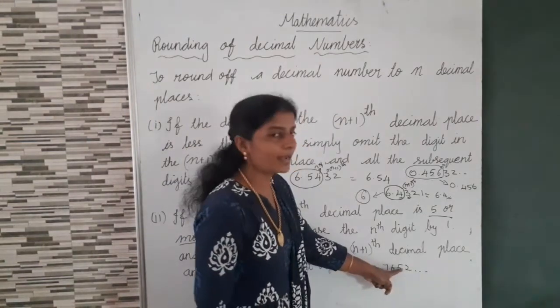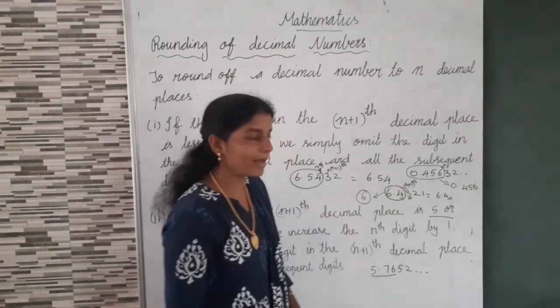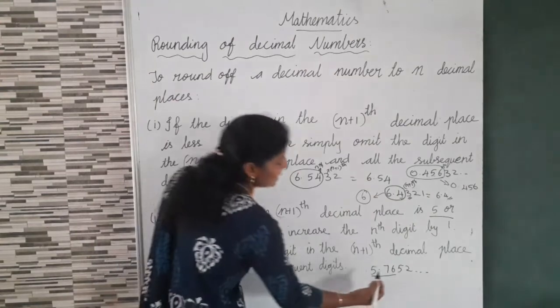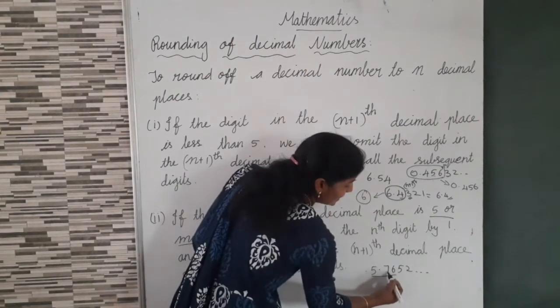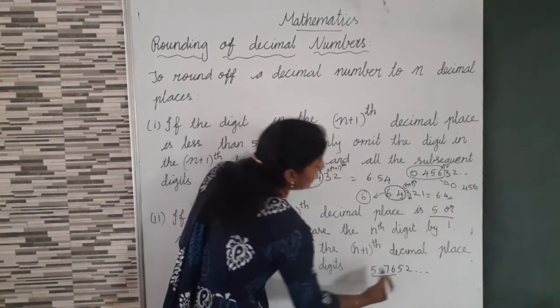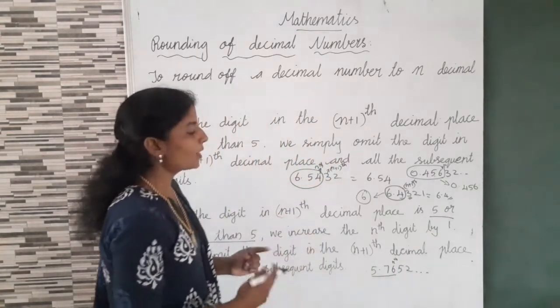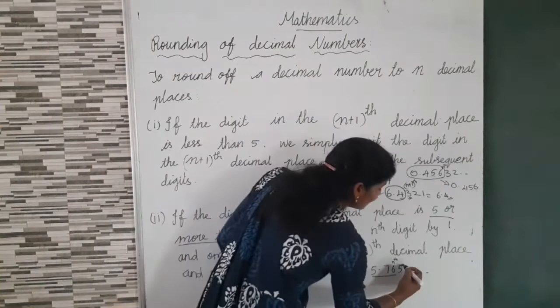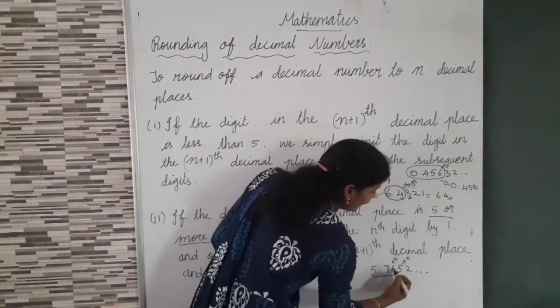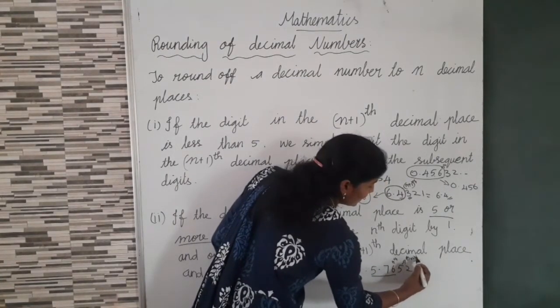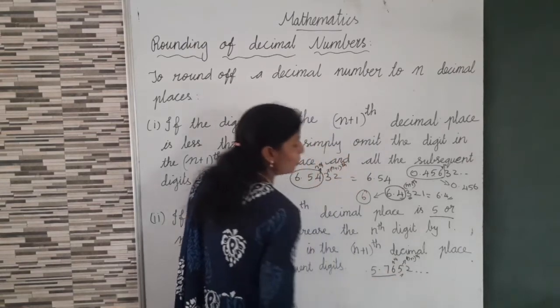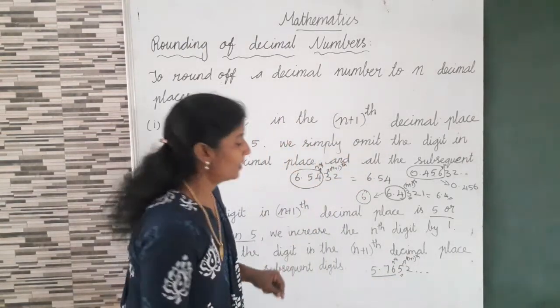5.76. How can you round off this number? This is the 10th place, this is the 100th place, this is the nth term. Up to the nth term is enough. Now we can see the next term, this is the n plus 1th term, that is 5.